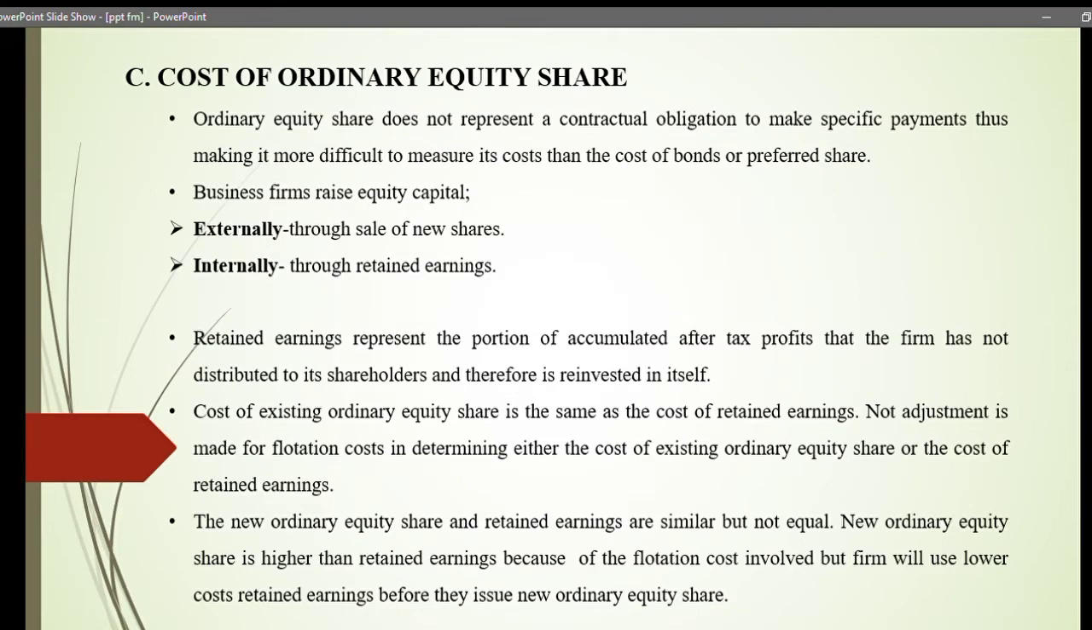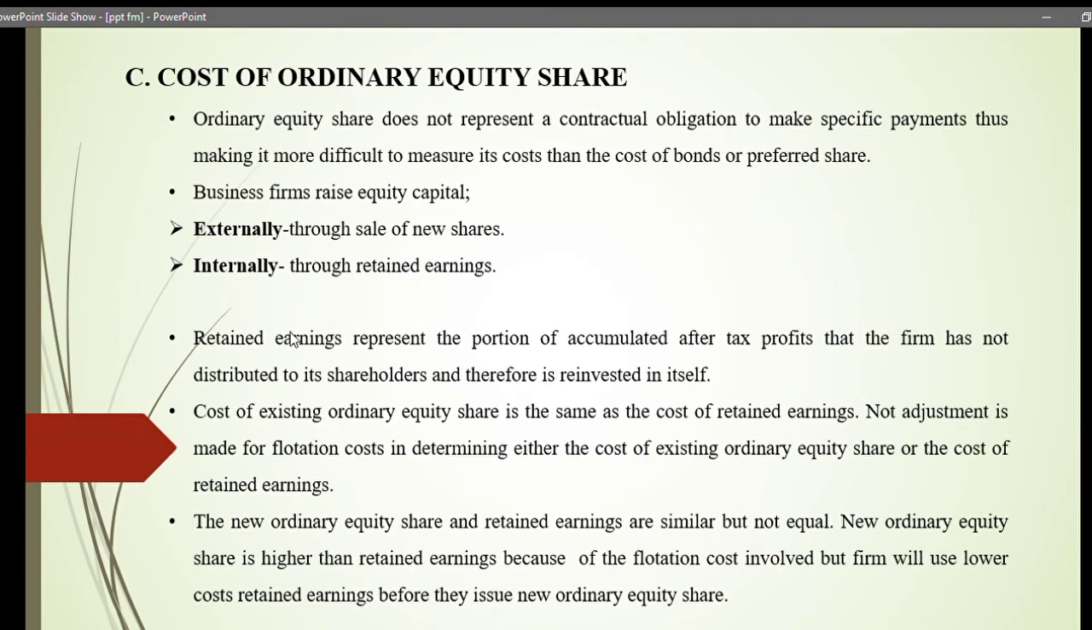Good day, everyone. The next topic for Chapter 15 is the cost of ordinary equity share. Ordinary equity share does not represent a contractual obligation to make specific payments, thus making its cost more difficult to measure than the cost of bonds or preferred share. A business firm raises equity capital externally and internally. Externally, it is through sale of new shares, while internally, it is through retained earnings.